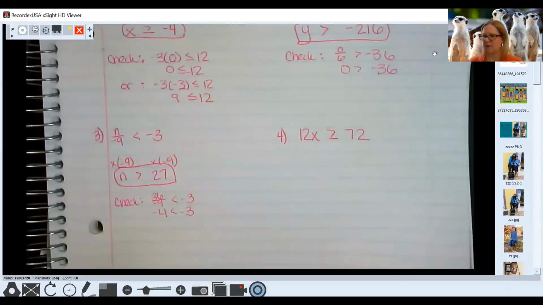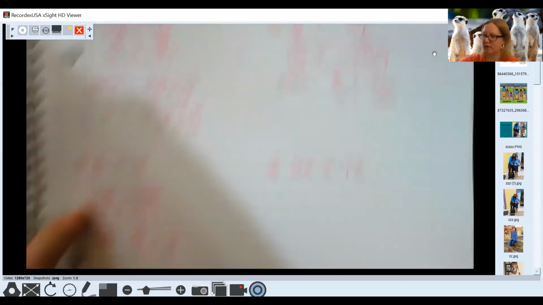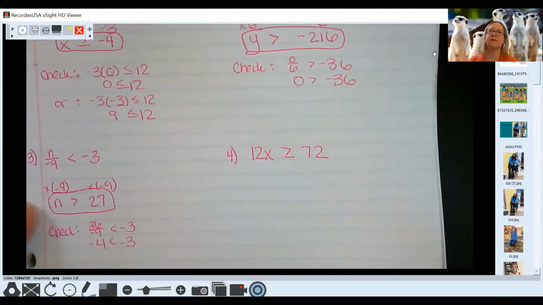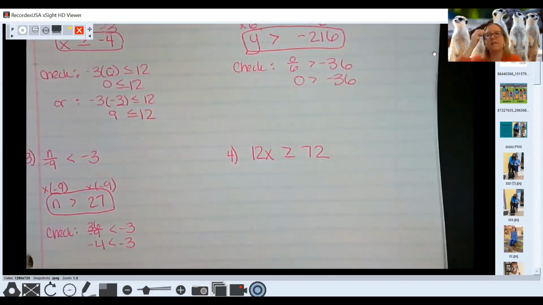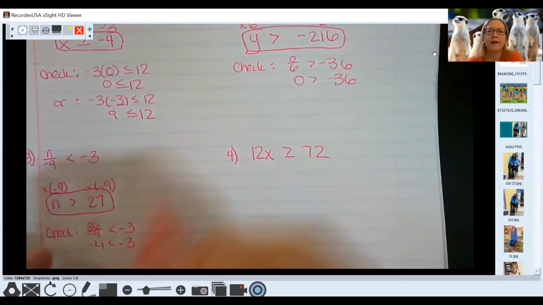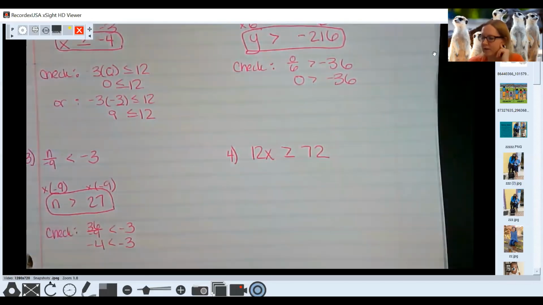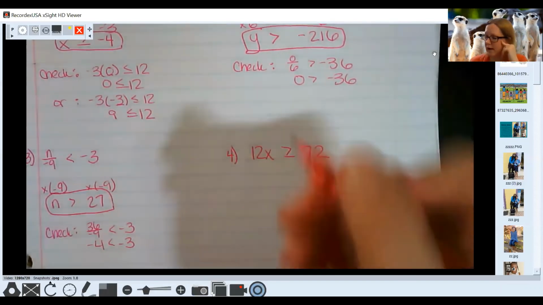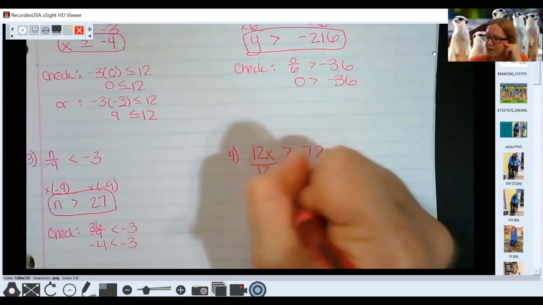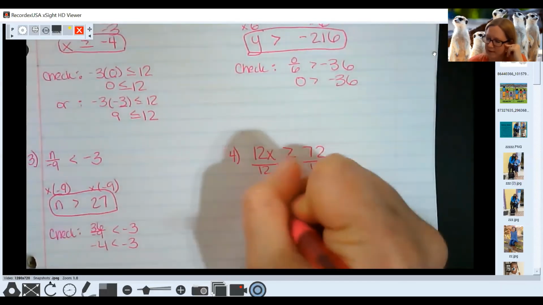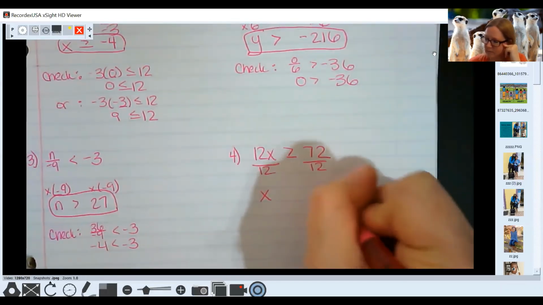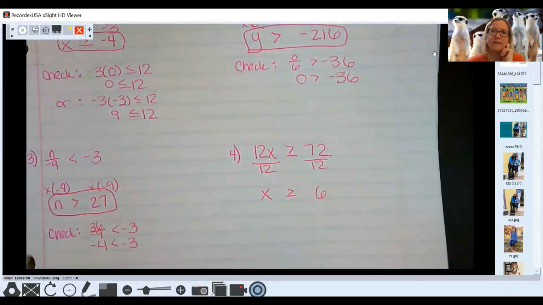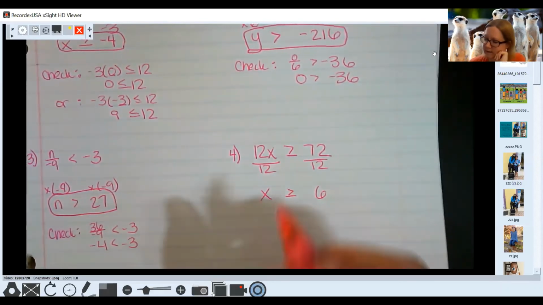Okay, I'm noticing all these almost came out to greater than. But just remember, greater than, shade to the right, less than, shade to the left. All right, number 4, 12x is greater than or equal to 72. Guys, there's no negatives on here at all, so we don't have to worry about reversing the symbol at all. We'll divide both sides by 12, and that gives us x and 6. The symbol stays the same, so x is greater than or equal to 6.